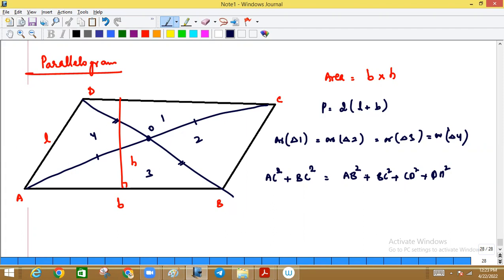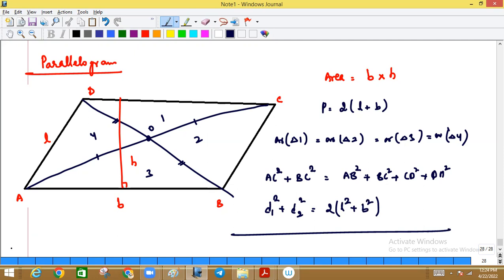If diagonal 1 and the sides are given, how do you find out diagonal 2? Diagonal 1 square plus diagonal 2 square is equal to the sum of squares of all the sides. So to simply say, d1 square plus d2 square is equal to 2 times of L square plus B square. Is that clear?